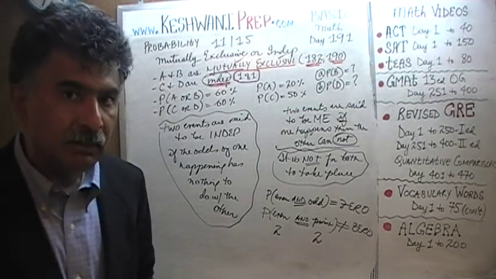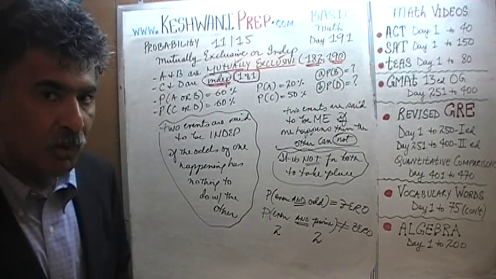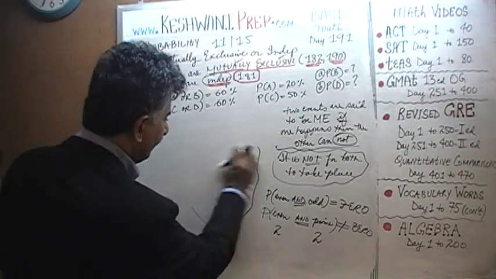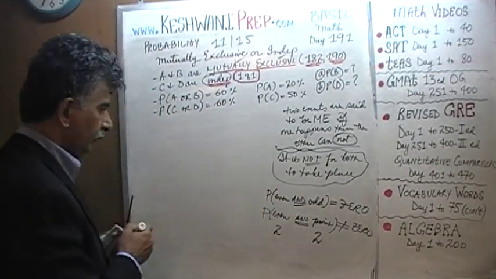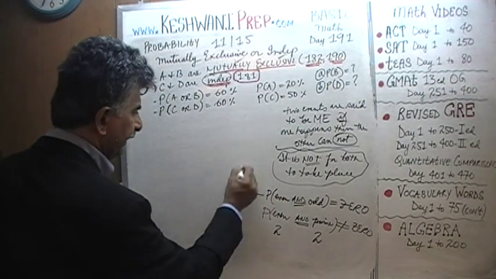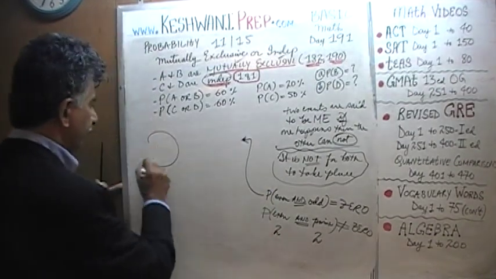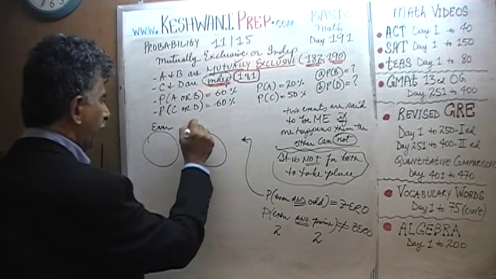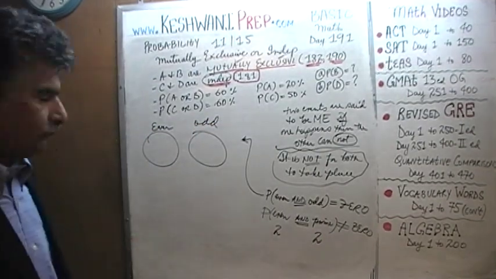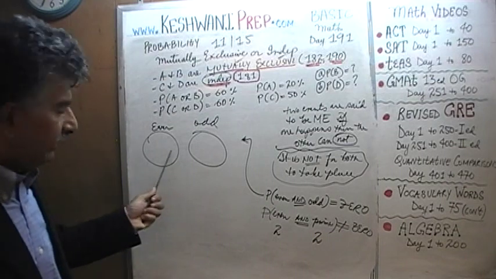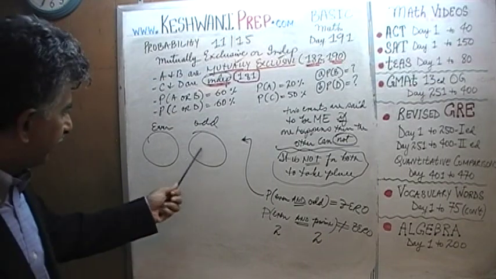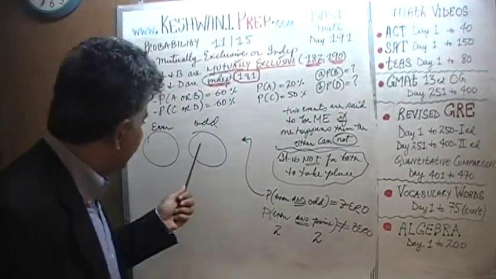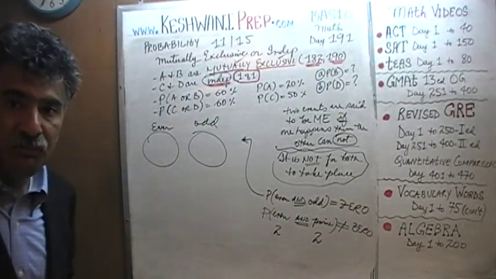Let's look at this concept in the form of a Venn diagram. With a Venn diagram, this notion right here, even and odd. Here is even, here is odd. As you can see, they have nothing in common. They do not share anything at all. When you're dealing with something like this, these are called mutually exclusive.